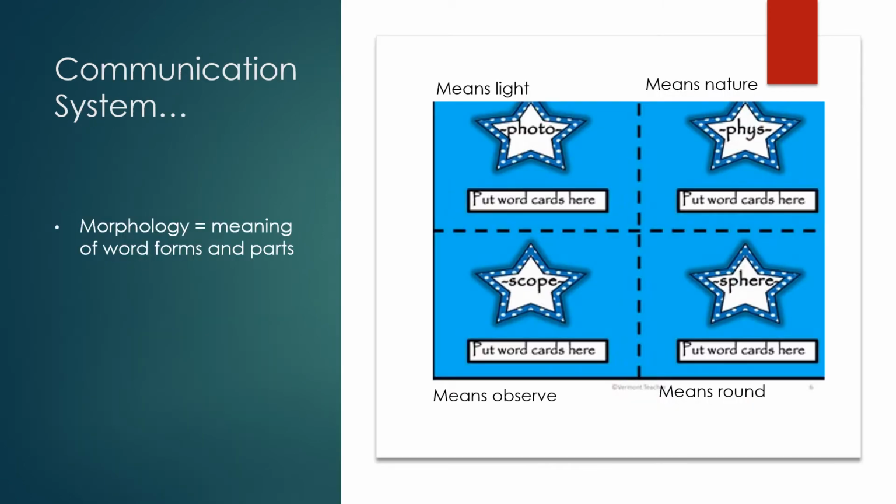The second part of this communication system is morphology. Morphology deals with the meaning of word forms and parts. This can come alive in our classrooms when we're playing with prefixes and suffixes, with Greek and Latin roots. We can do word and picture sorts with our students, but let's do them in pairs so they have a chance to say the words orally first before sorting them.